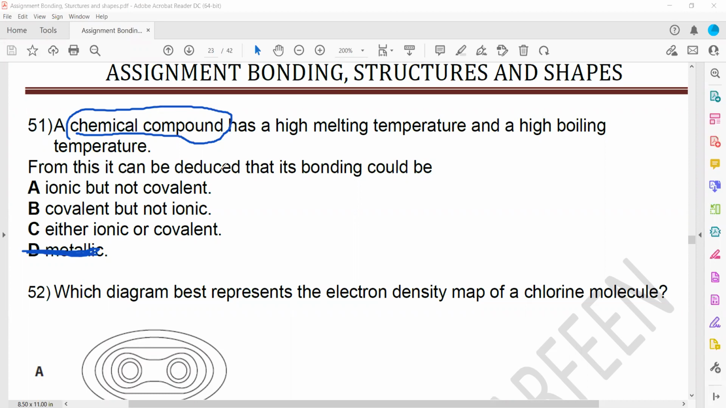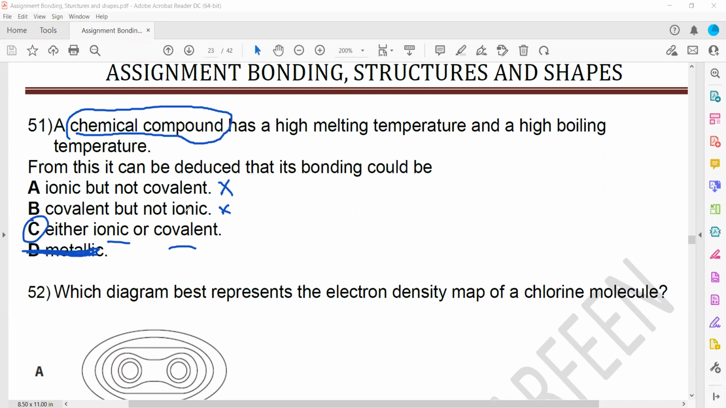So A, ionic but not covalent. It might be covalent, because covalent can also have a giant structure. If a giant structure is there, it will have a high melting and boiling point. Covalent but not ionic, again, maybe if it was ionic, it can happen. So option C is the right answer, either ionic or covalent. Either it will have ionic bonding or covalent bonding to have a giant structure. Like if covalent is there, maybe giant covalent, it will have a high melting and boiling point.